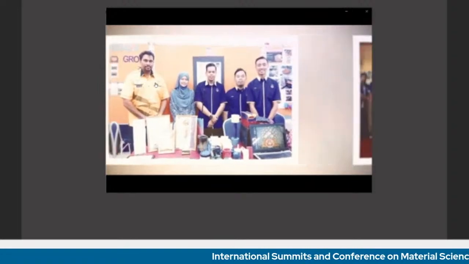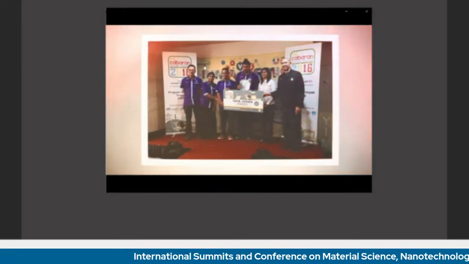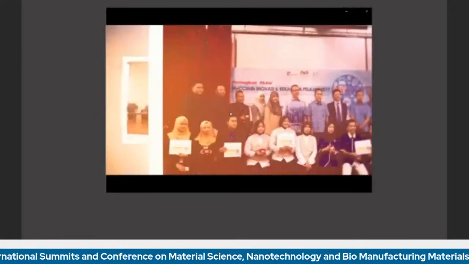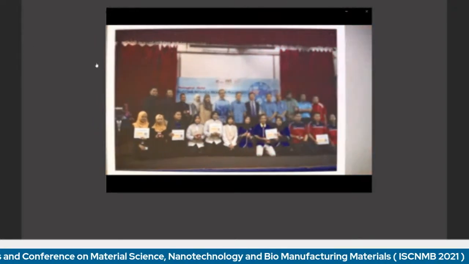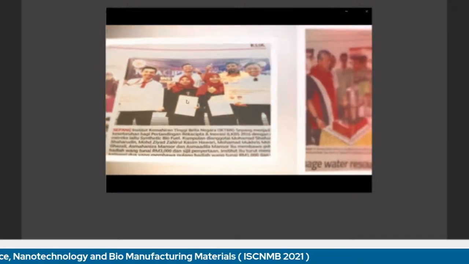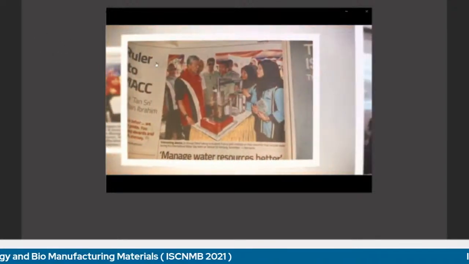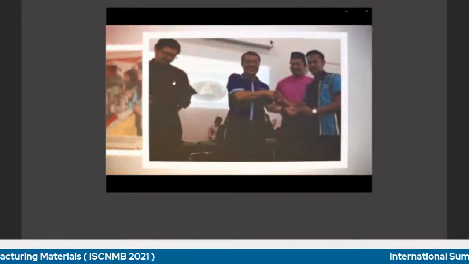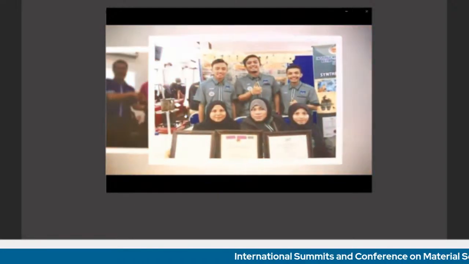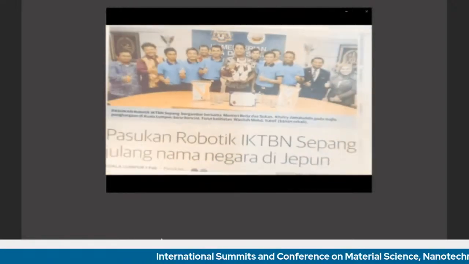Driving the students towards innovation, generating ideas, and creative thinking are essential aspects in IKTBN Sepang, with proper codes of conduct to enhance their quality and productivity. This is proven by various successful achievements of its students in innovation and skills competitions, either on national level or international level.